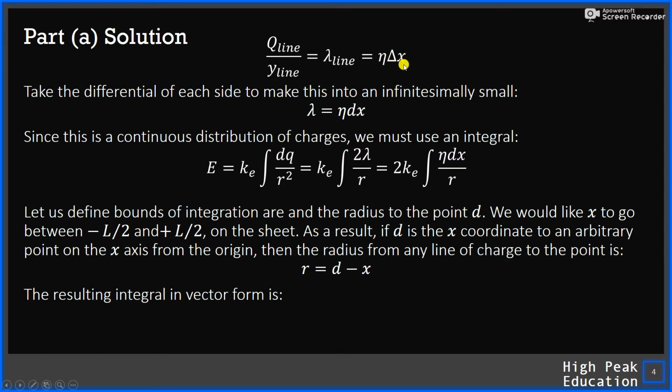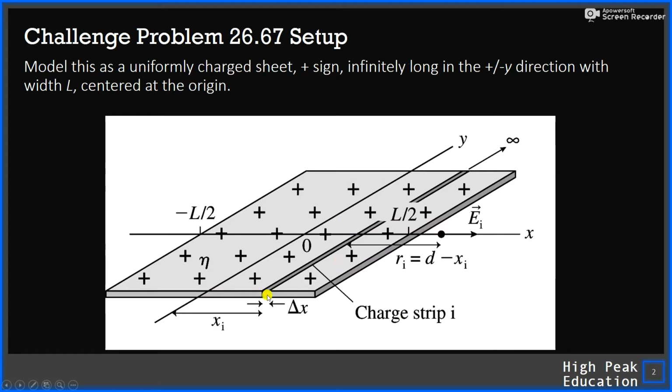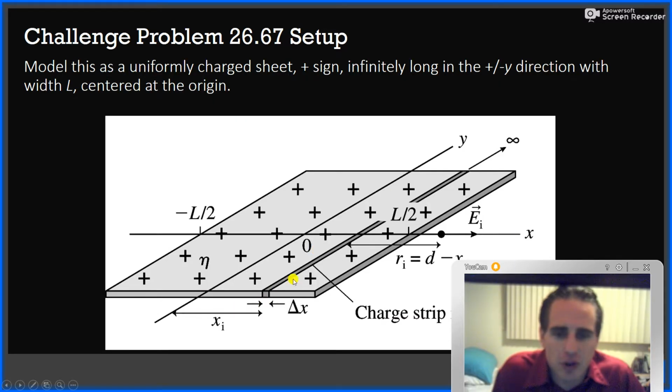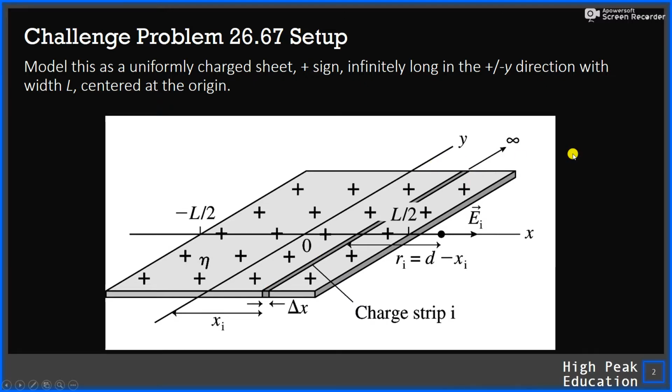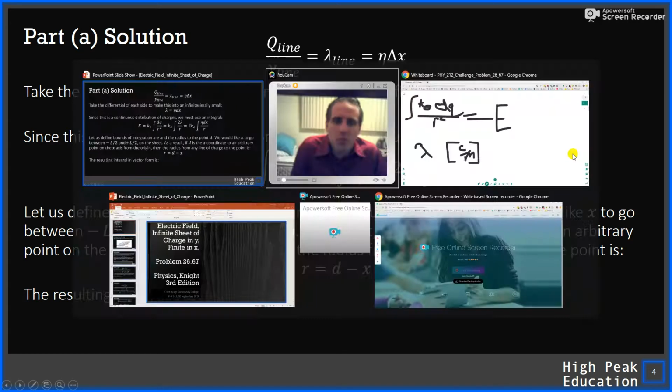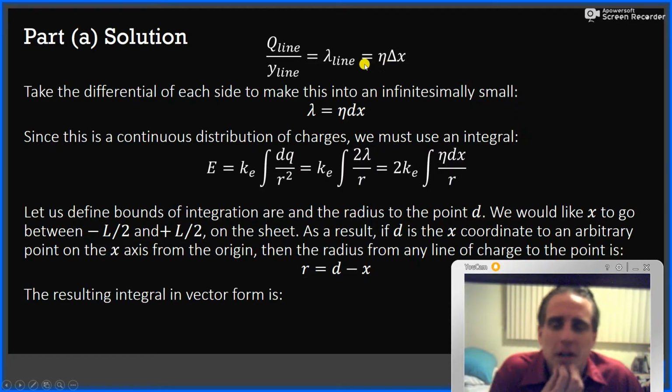So if we go back a couple slides, this lambda is the charge per length along this thin strip. Okay. So then we go to eta times delta x, because notice that eta times delta x will also be units of coulombs per meter, and that comes from the previous equation. So we take the differential of both sides of this.